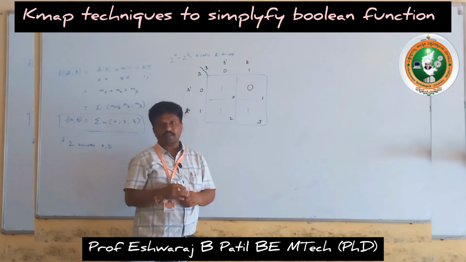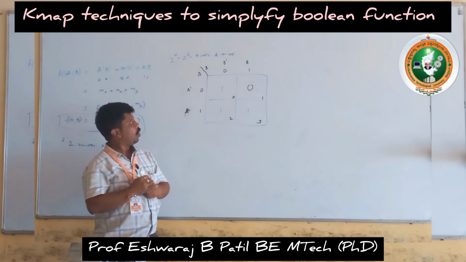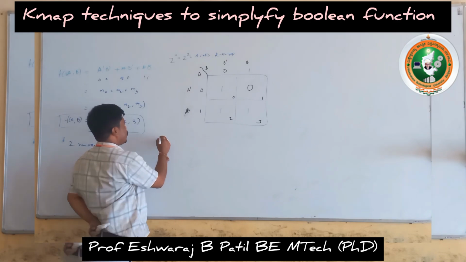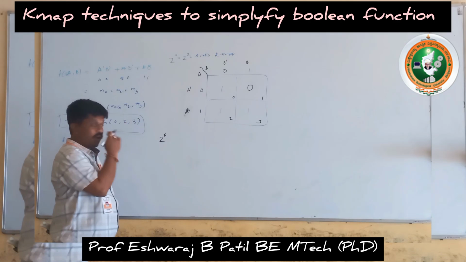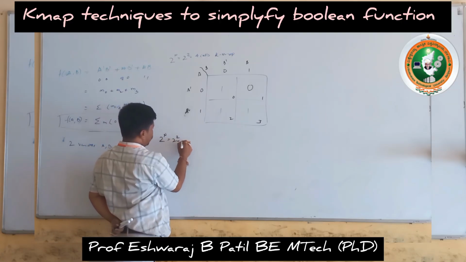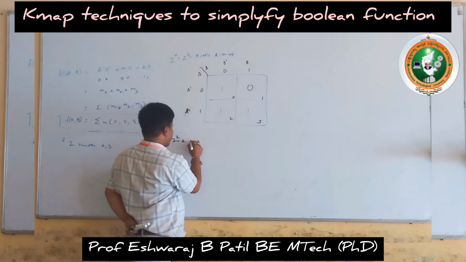Next step is grouping the cells which are adjacent to each other. We have to check how many cells are adjacent. The first possibility is that 2 to the power of n cells can be grouped. With 2 variables, 2 to the power of 2 means 4 cells can be grouped here. This we call a quad.